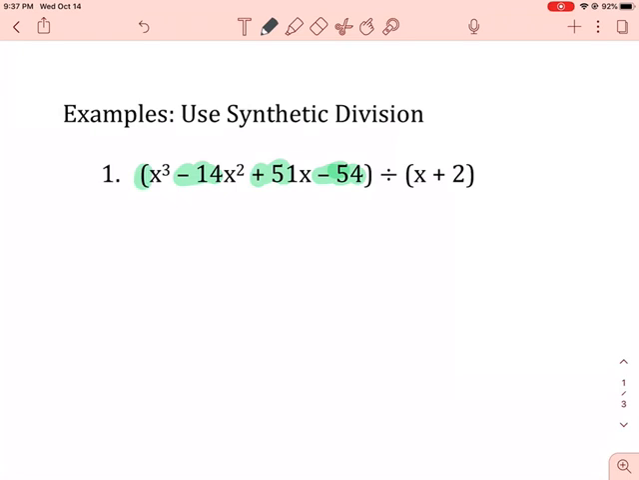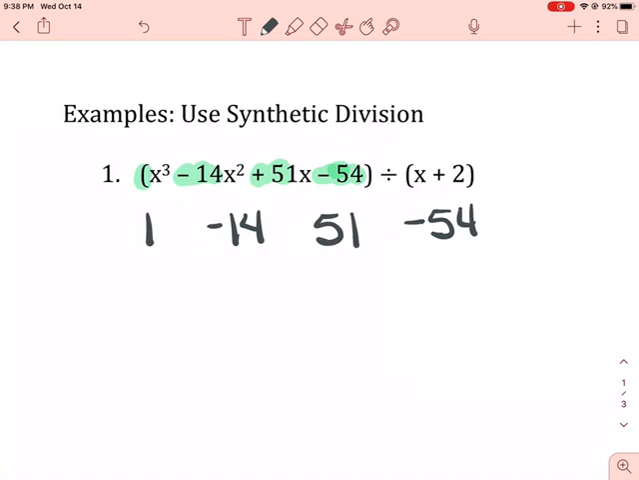Now, if there is a missing variable, if you start with a fourth, there better be a 3, a 2, a 1, and a 0. If it's missing, you got to put a placeholder in there. Okay, otherwise you're going to get the wrong solution. All right, so I'm going to take all these numbers. 1, negative 14, 51. So I have an x cubed, an x squared, an x, and a constant. And negative 54.